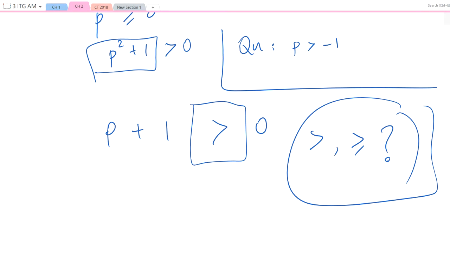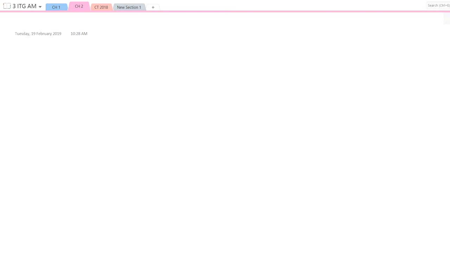So that's all for chapter 2.2, the nature of the roots. The next part, chapter 2.3. I'm going to spend less than 5 minutes on this because it is actually a recap of what has been covered in E-Maths. So here we have the minimum and maximum points of quadratic functions.